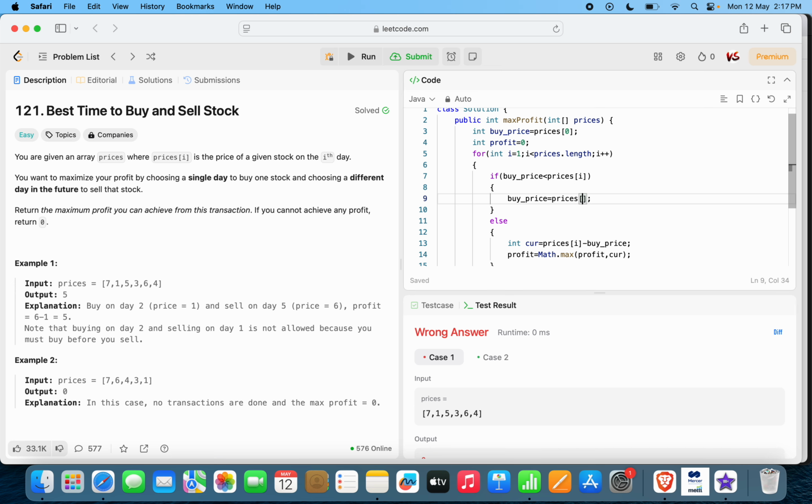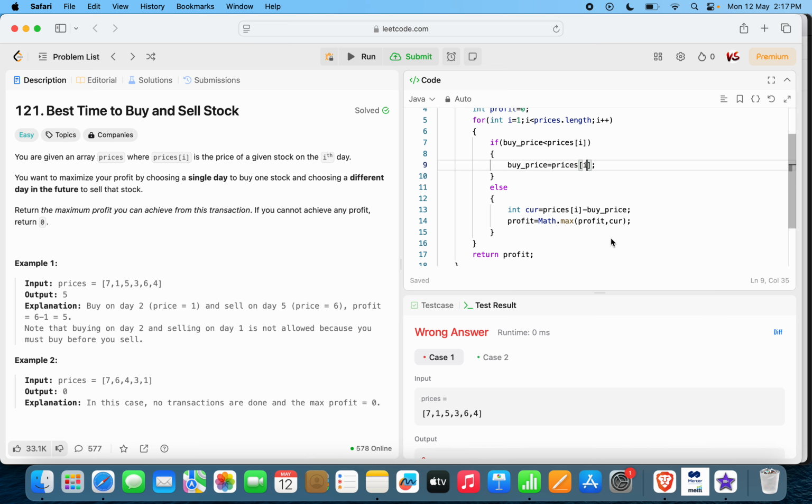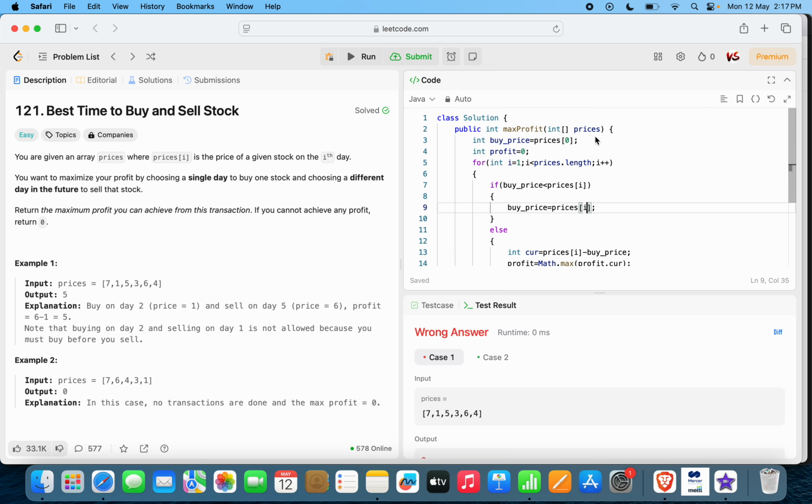So it is not working. Let's wait a moment here. Let's check the question again. For example, if I bought it at 7 rupees, and 1 is lower than 7, so buy price 7 is greater than 1.